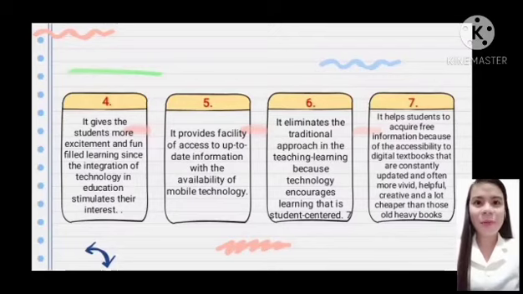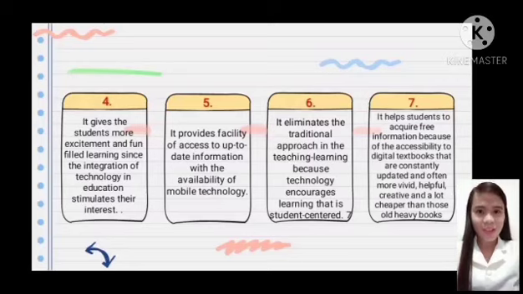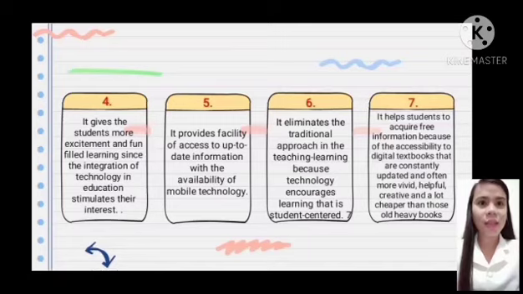6. It eliminates the traditional approach in teaching and learning because technology encourages learning that is student-centered. 7. It helps students to acquire free information because of the accessibility to digital textbooks that are constantly updated and often more vivid, helpful, creative, and a lot cheaper than those old heavy books.